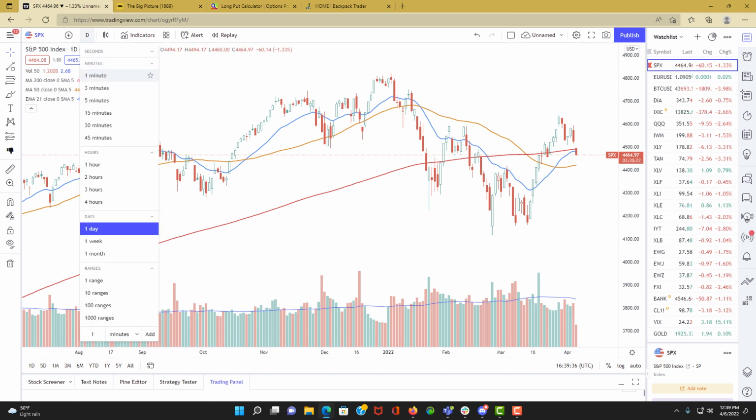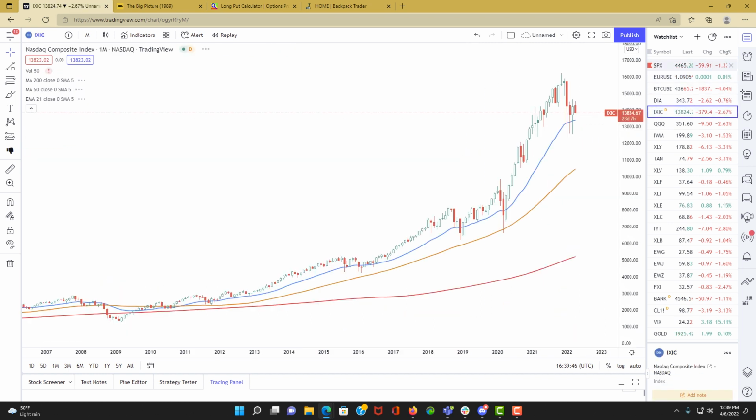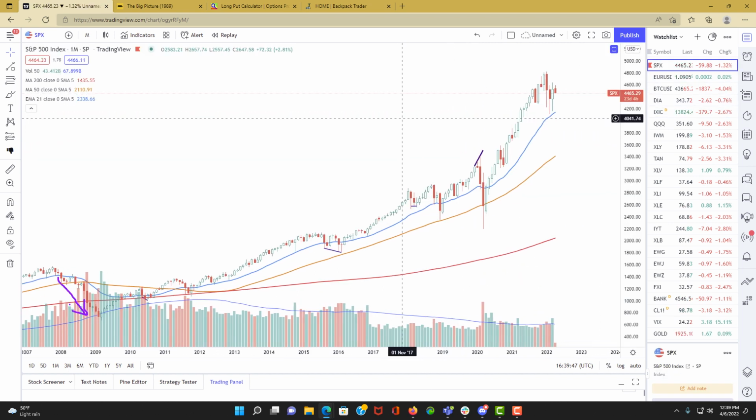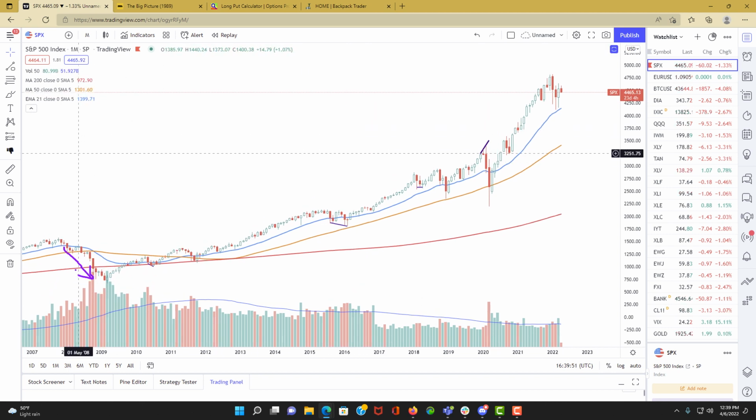We can do a 1 minute. We can do 1 hour. We're already on a day. Let's go to a month. Oh, now all those little candles, each one represents an entire month's worth of trading. Just from this chart, we can get activity all the way back to 2007.